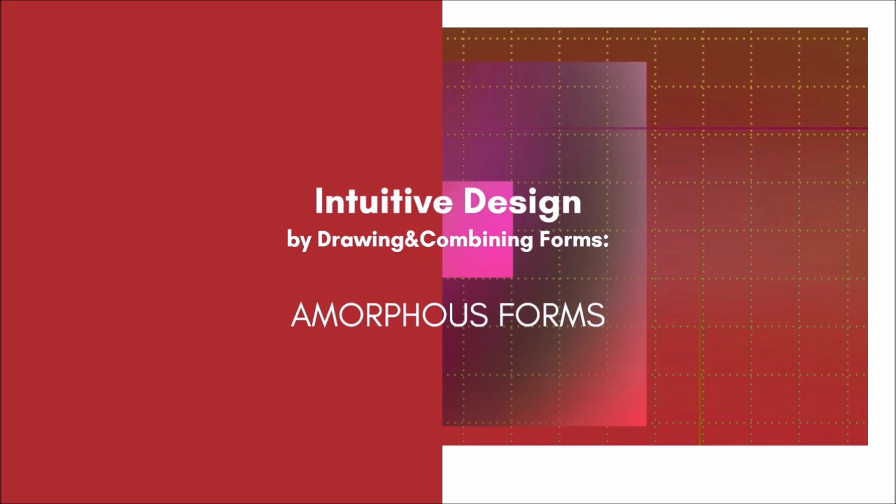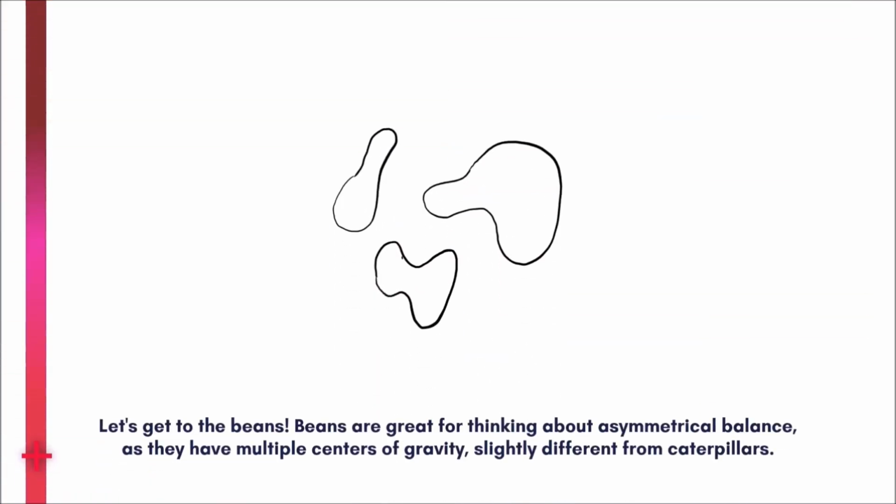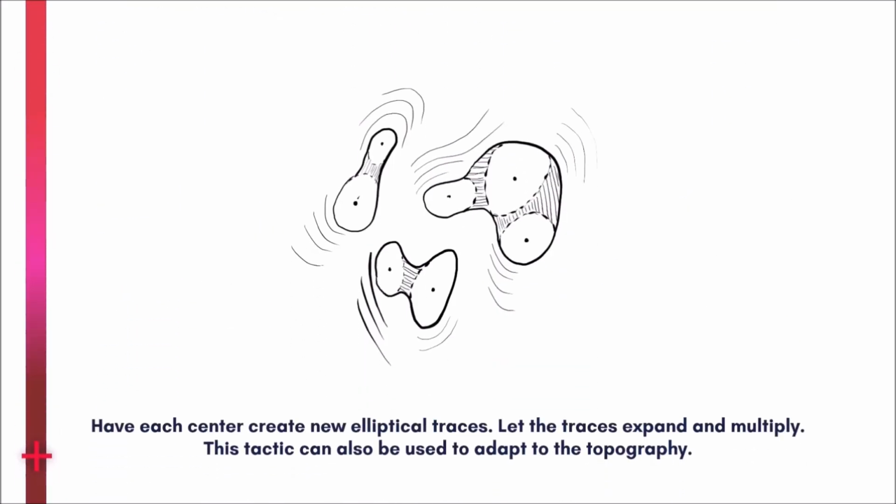Intuitive design by drawing and combining forms, amorphous forms. Let's get to the beans. Beans are great for thinking about asymmetrical balance, as they have multiple centers of gravity, slightly different from caterpillars. Have each center create new elliptical traces. Let the traces expand and multiply. This tactic can also be used to adapt to the topography.